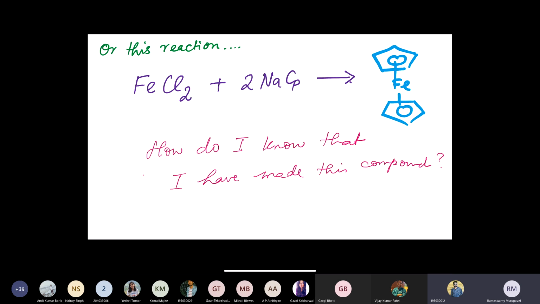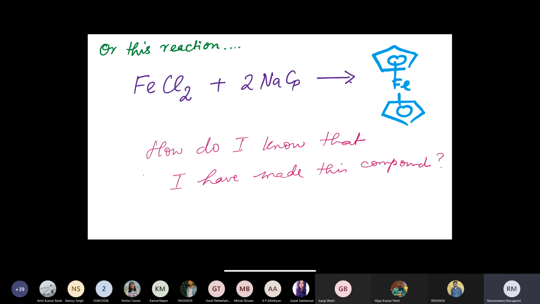You have done the reaction. You may not have followed the same procedure that I showed here. You may use the cracked CP with triethylamine or something like that. But this is another way of making this. I have iron dichloride or ferrous chloride, and I react with sodium CP, two equivalents, and I get ferrocene. How do you know that this reaction has really happened? I have the compound, okay?